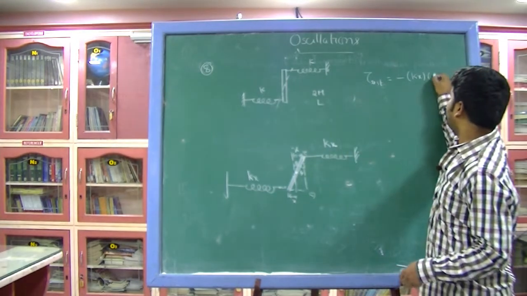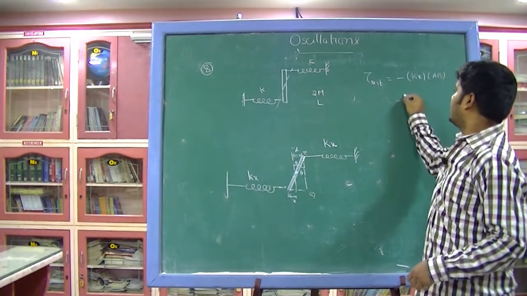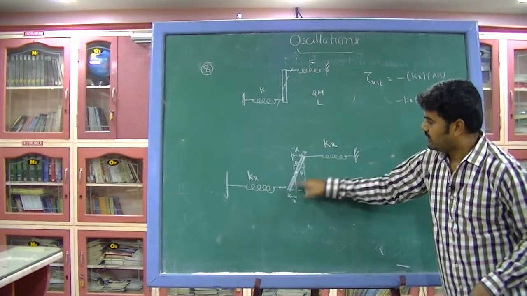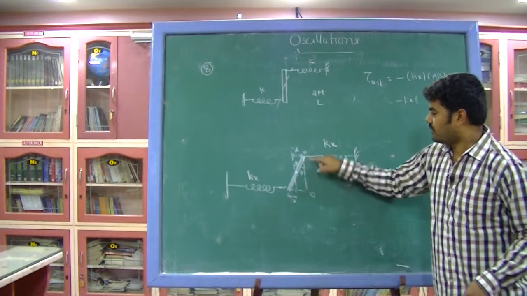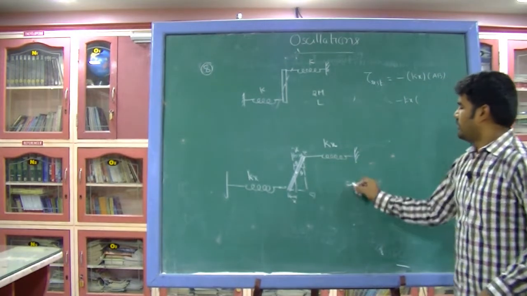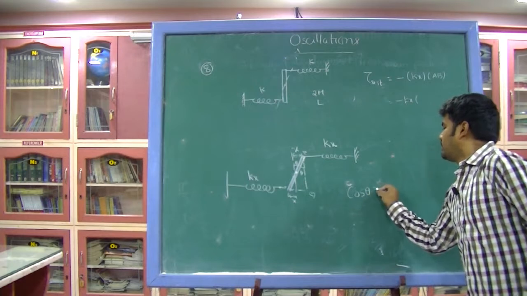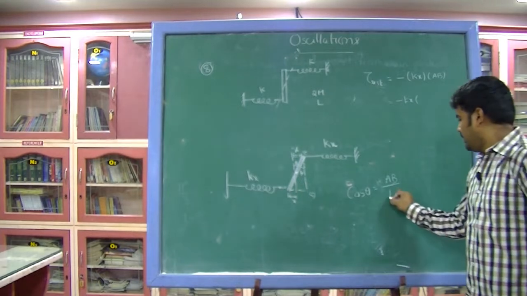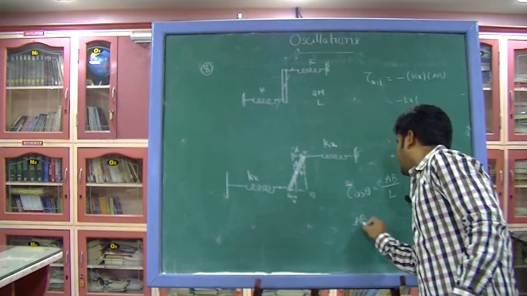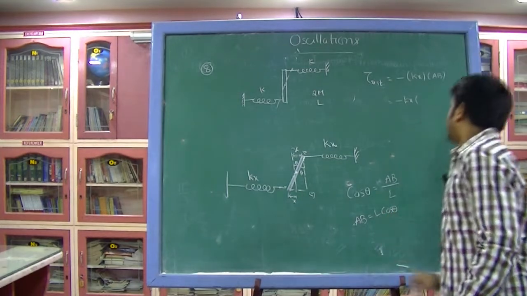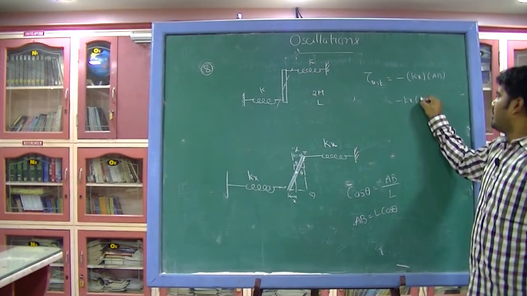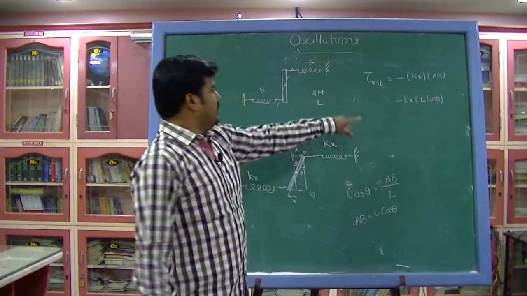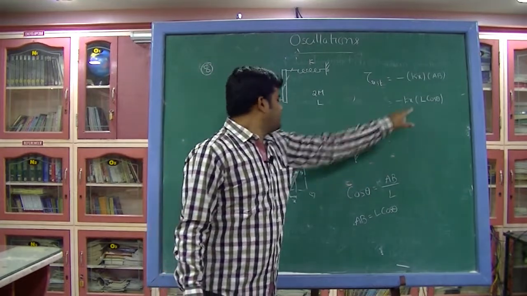So, perpendicular distance AB. Now, minus K into x. The AB can be obtained by taking this triangle, because this hypotenuse can be the length of the rod. So, if I take cos theta is equal to adjacent by hypotenuse, so let me write here cos theta is equal to adjacent side AB, which is the required perpendicular distance, divided by the length of the rod. So, AB is equal to L cos theta. So, substitute here. So, perpendicular distance AB is equal to L cos theta. Now, let us find out the x value from this triangle.